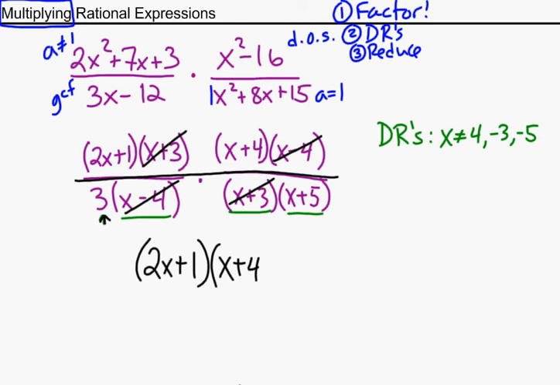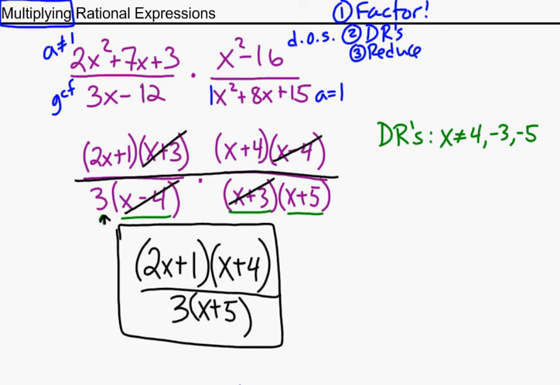4 in the numerator. And last but not least, I get a 3 and an x plus 5 in the denominator. That is my simplified rational expression after I've multiplied these two things together. And that, along with my domain restrictions, forms my answer for this problem.